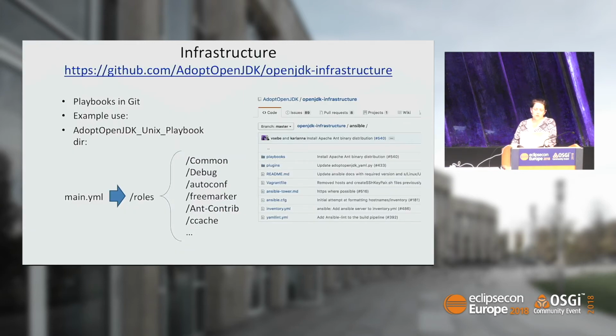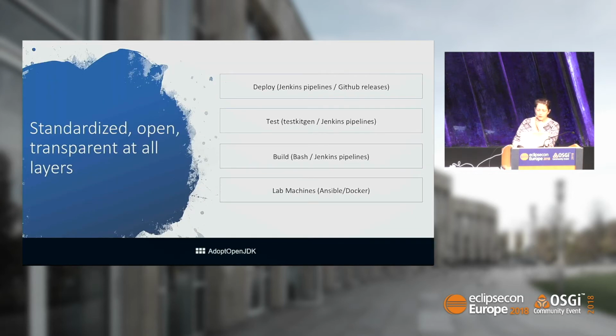The infrastructure repo actually lives here. The playbooks are broken out into several roles so that we can reuse pieces. We start with a main YAML file and then have these categories of roles that we have. So you can take a look in there. I'm not going to go into great detail, but I do want to go back.